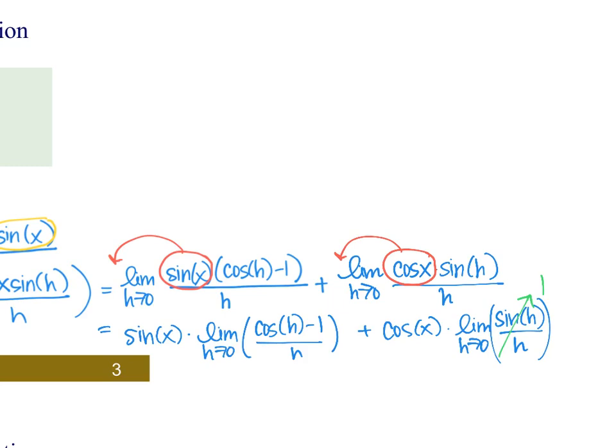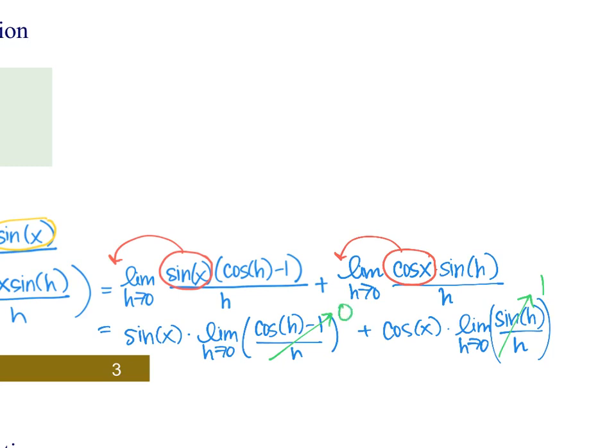Cosine of h minus 1 over h has a limit value of 0. We haven't proven that yet. You need L'Hopital's rule to prove that, which we technically haven't learned yet. So you'll just have to believe me that this is 0.